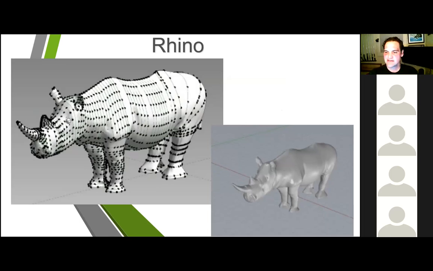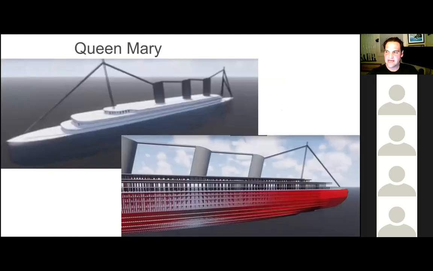So there it is. Also, I modeled a retired ocean liner that sits in Long Beach, California. It's called the Queen Mary. I used Dynamo to help rationalize all the surfaces. That's actually the structural steel there as well.